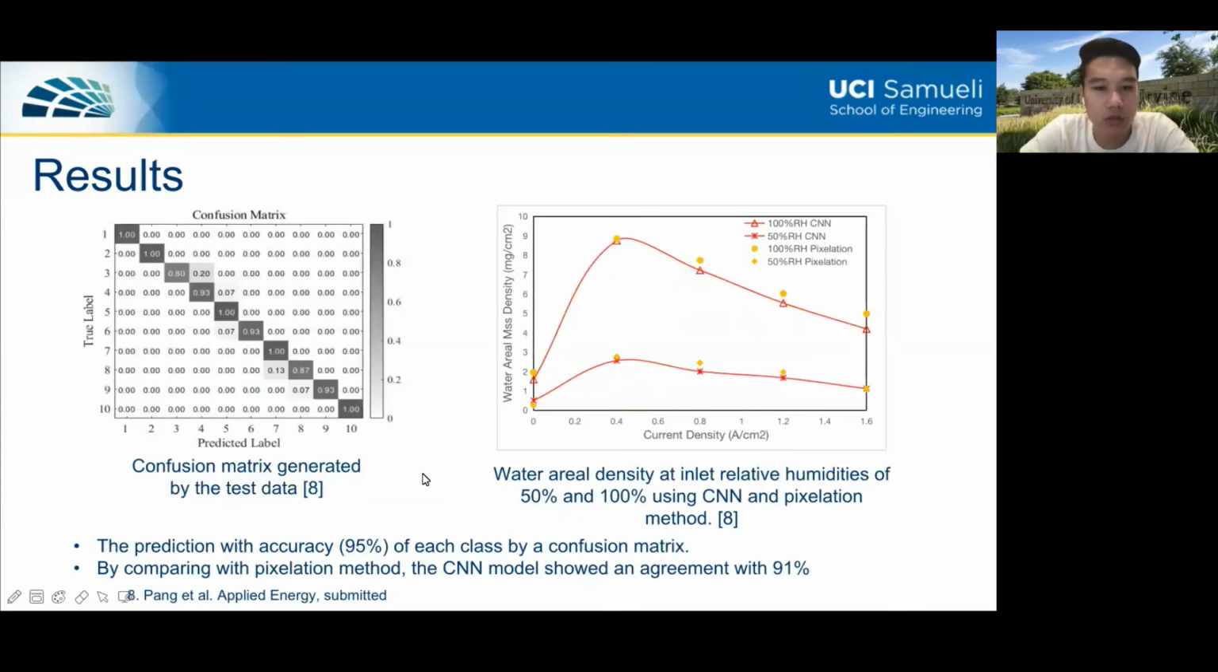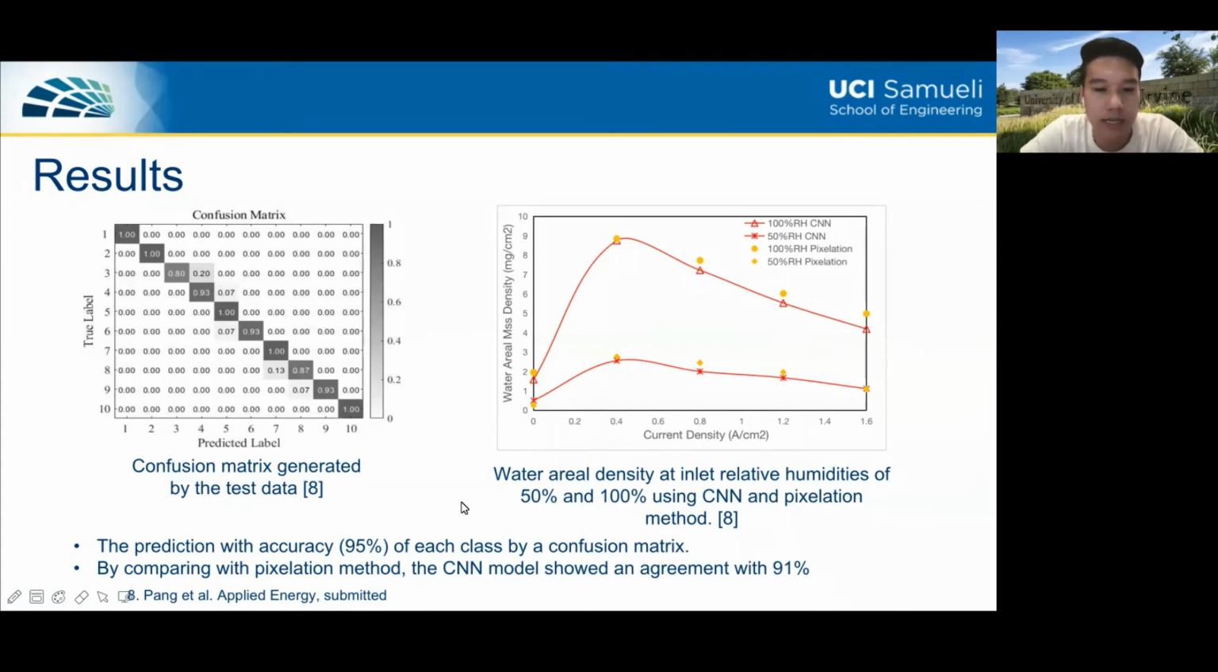So here are the results of the CNN model. On the left-hand side is the confusion matrix generated by the test data. In the confusion matrix, we can clearly see that most of the data is more than 93%. And after calculation, the prediction accuracy is 95% for each class by a loss function for the CNN model.